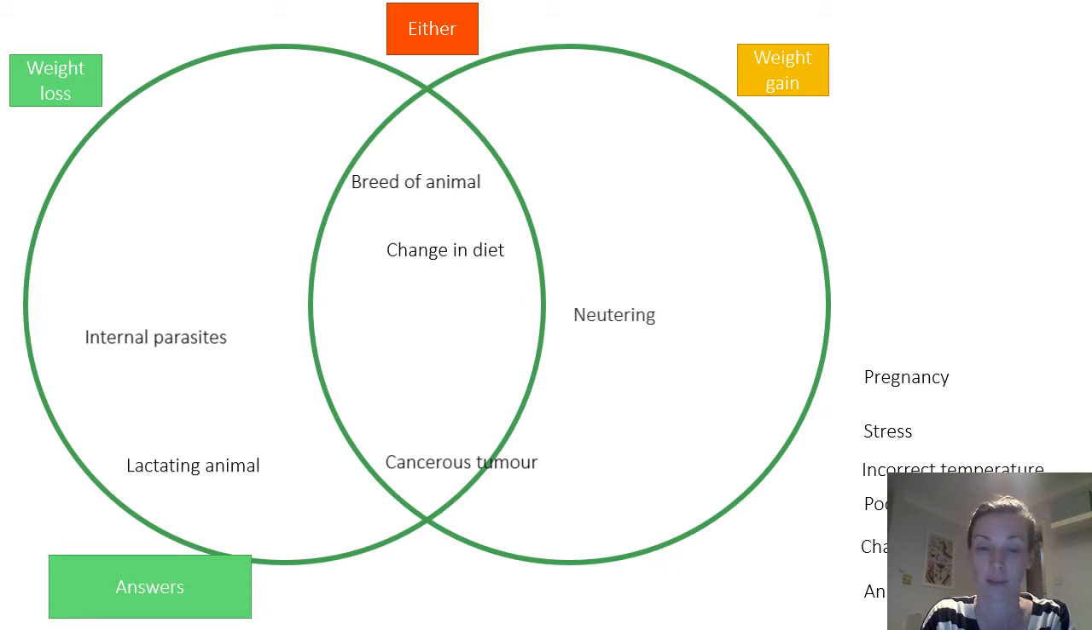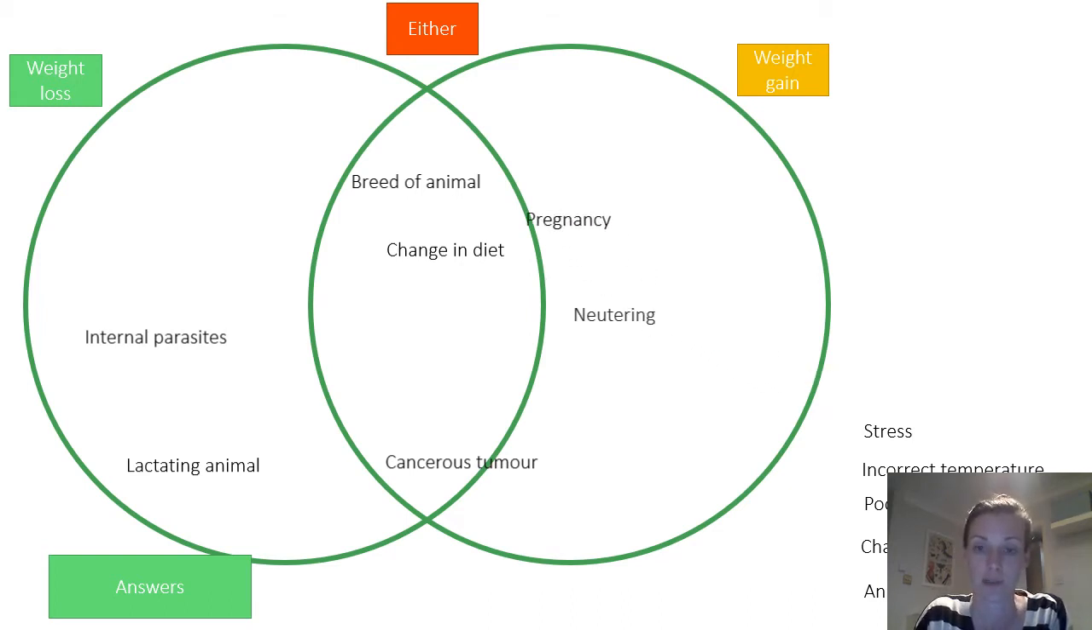So for example, if an animal had a cancerous tumour on its esophagus, which is sometimes called the gullet or the food pipe, if you're at a younger age you would call it that, that would make it difficult to swallow, uncomfortable, and would result in the animal maybe taking less food because of that, and therefore reducing the amount of energy intake.